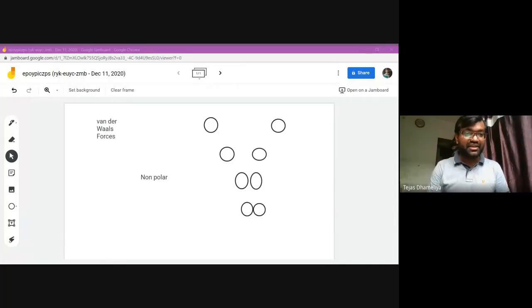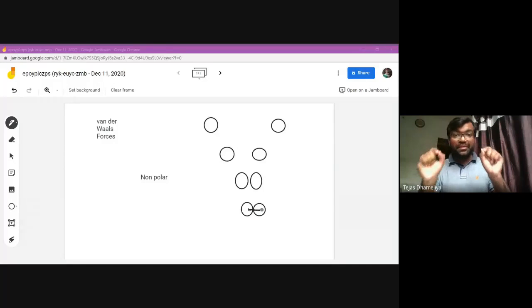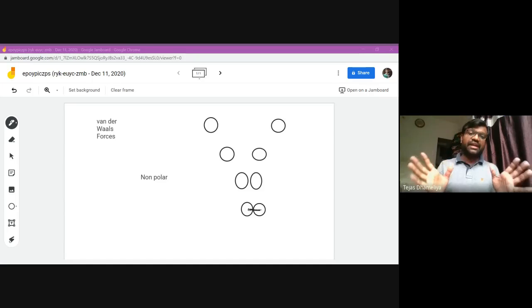Okay, so how do we define this scientifically? To define it scientifically, consider this is the center of this molecule, and this is the center of the other molecule. If the distance between these two molecules is equal to the summation of the radii of these two molecules, right, then at that moment, van der Waals forces will be maximum.